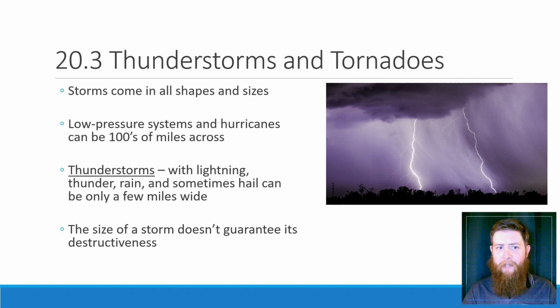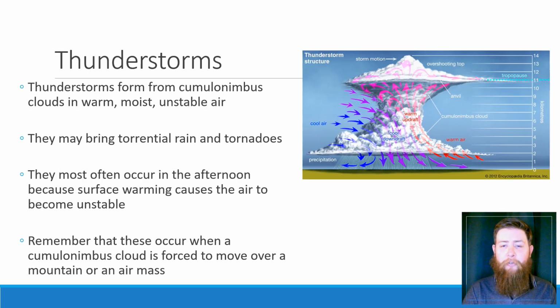So a thunderstorm is any kind of lightning, thunder, and rain that's happening. Sometimes, depending on wind speed, we'll get hail forming in there. These can be only a few miles wide, or they can be really, really large. It just depends on what's going on in that system and what is fueling the storm. How big the storm is in area doesn't determine how destructive it is. A really small storm can be really destructive, and a really large storm can be very mild.